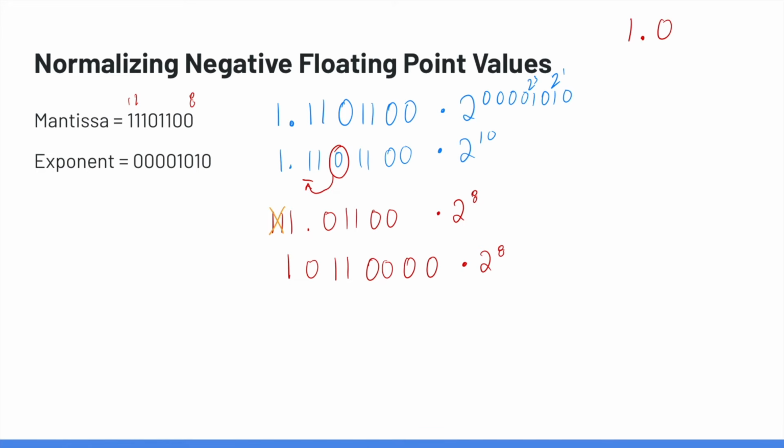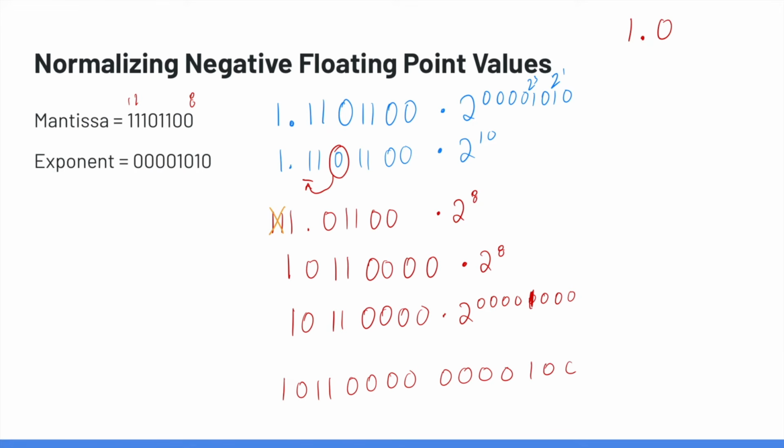But if we were to follow this through, we'd have 0, 1, 1, 0, 0, 0, 0, times 2 to the power of, and for exponent we had 8 bits, so it'd be 1, 0, 0, 0 for 8. And then we could go ahead and write our answer as 1, 0, 1, 1, 0, 0, 0, 0, 0, 0, 0, 0, 1, 0, 0, 0, 0. And this would end up being our answer right here.